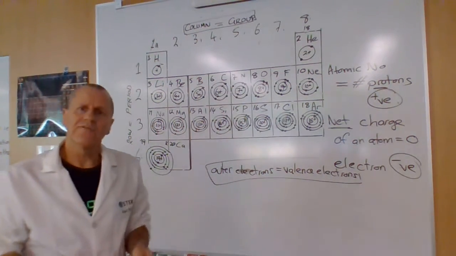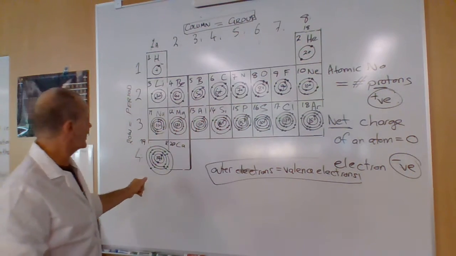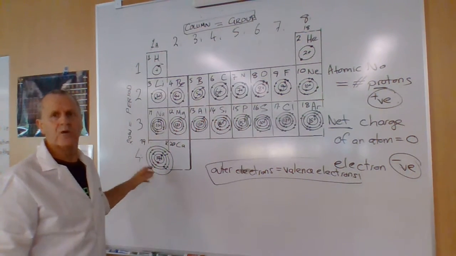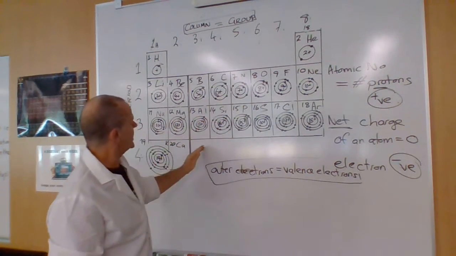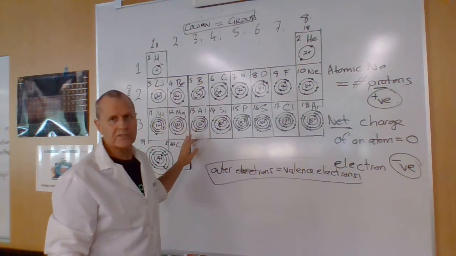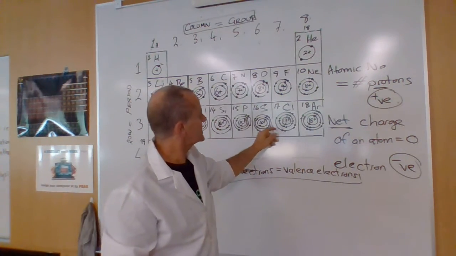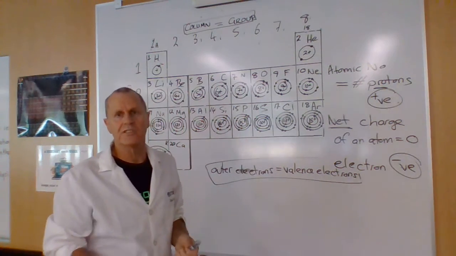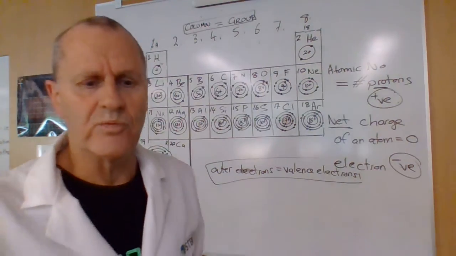So every element in group 1 has 1 valence electron, 1 outer electron. Every atom in group 3 has 3 outer electrons, 3 valence electrons. Every atom in group 7 has 7 outer electrons. And this is what determines how an atom will react.